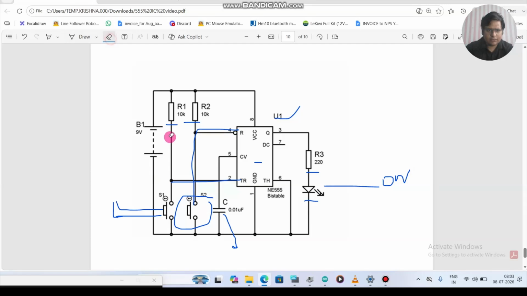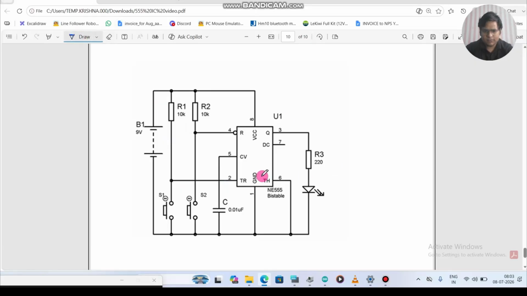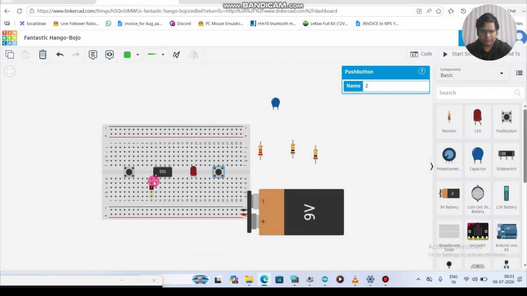So first let me delete this thing. Yes, now we'll start from pin number 1. Pin number 1 is connected to minus of the battery. This is minus, this is plus of the battery. Okay, pin number 1 is minus. Let's do that. The notch is here, and pin number 1 is negative.